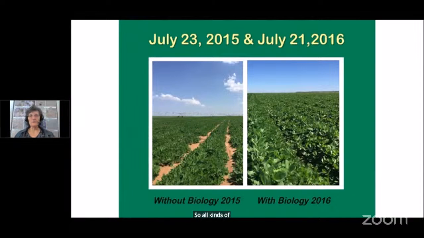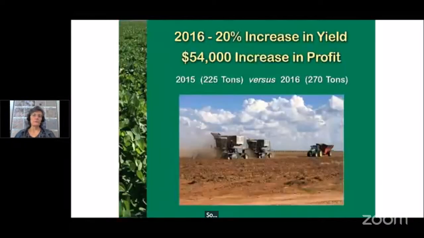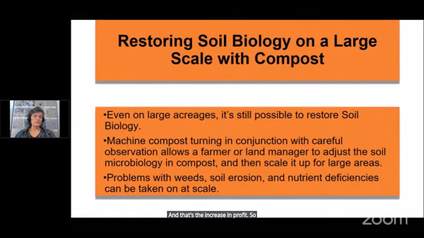All the biology, all over all of the surfaces, reduced diseases, reduced pests, so a 20% increase in yields. So compare tonnage, 225 tons versus 270. A $54,000 increase in profit, and that's the increase in profit. So even on large acreages, it's possible to get the biology out.